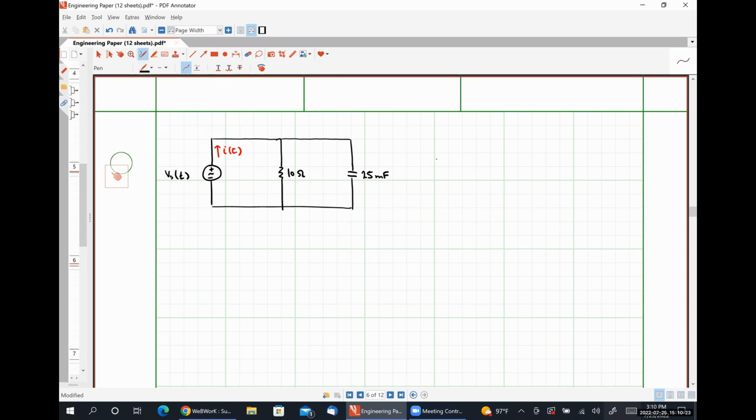And in this case, we're going to say that Vs of t is 12 e to the j 5t plus 10 degrees volts. And we expect I of t to be of the form Im e to the j 5t plus theta I amps.